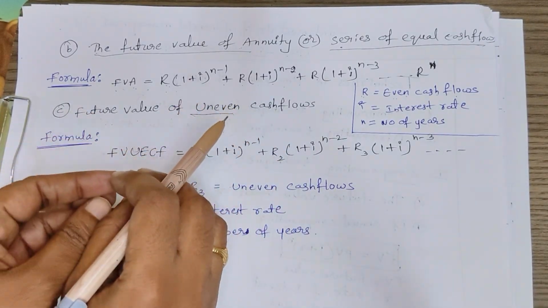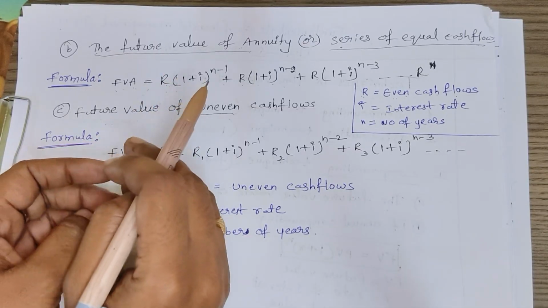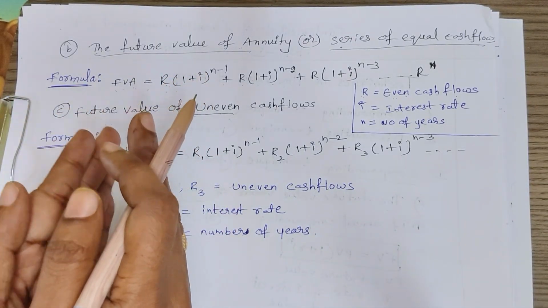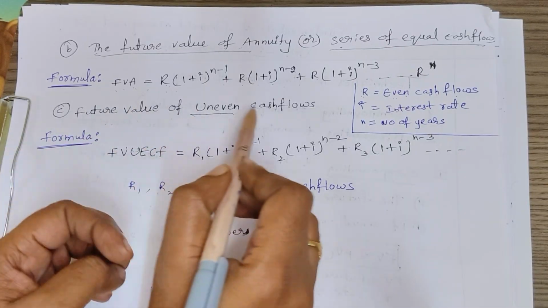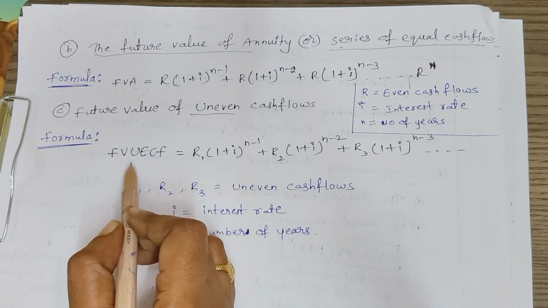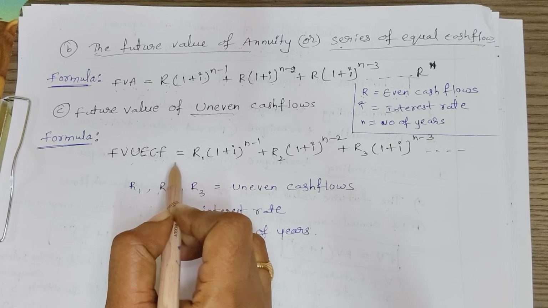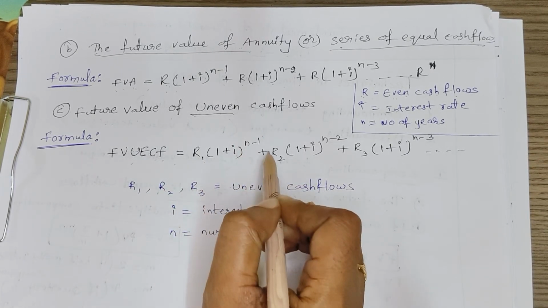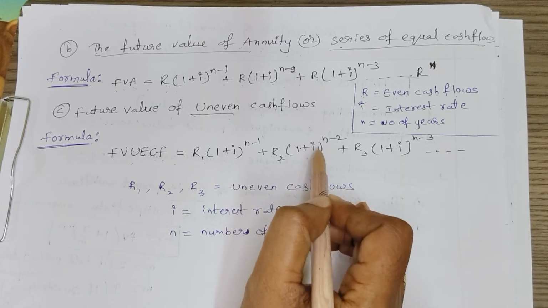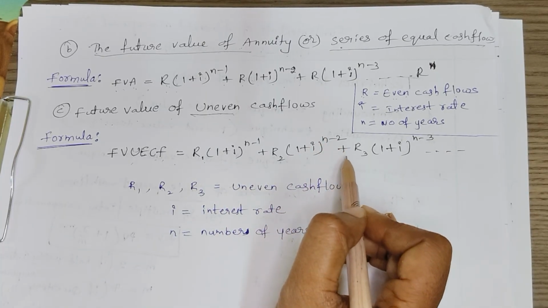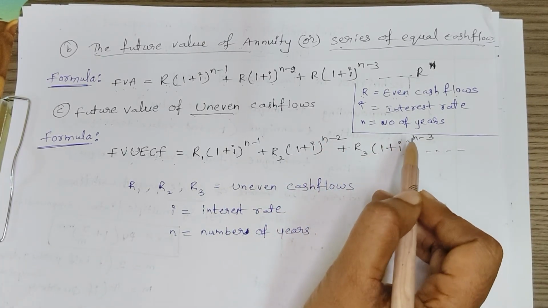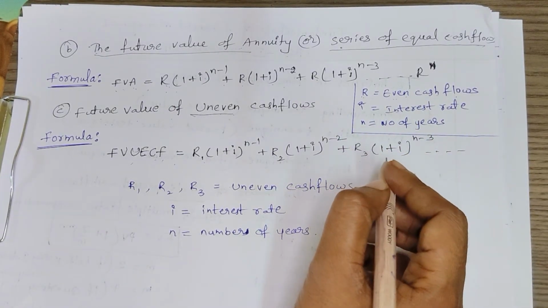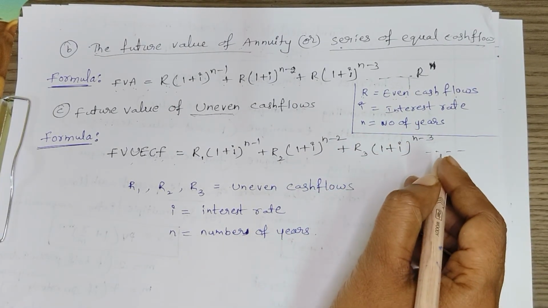Suppose this year I invested 2000, next year 3000, coming year 4000. Likewise, different amounts we invest, then we will use this formula. Okay, future value of uneven cash flows is equals to R1 into (1 plus I) to the power of n minus 1, plus R2 into (1 plus I) to the power of n minus 2, plus R3 into (1 plus I) to the power of n minus 3. It depends on given years, the formula will be extended. Okay.